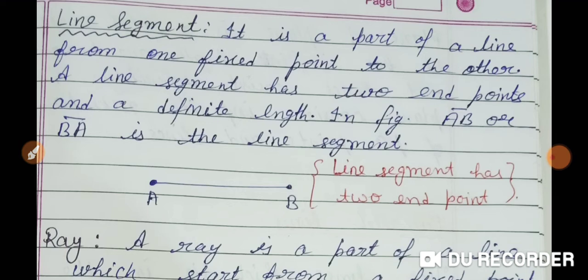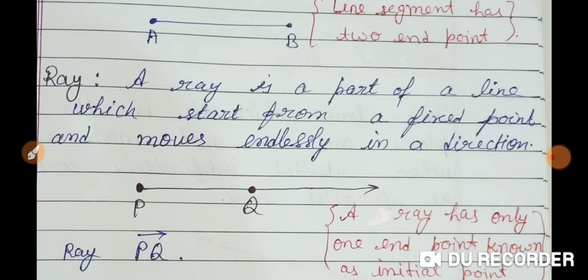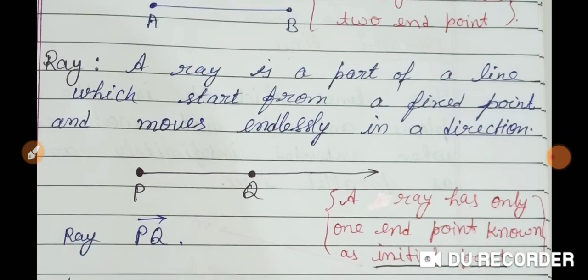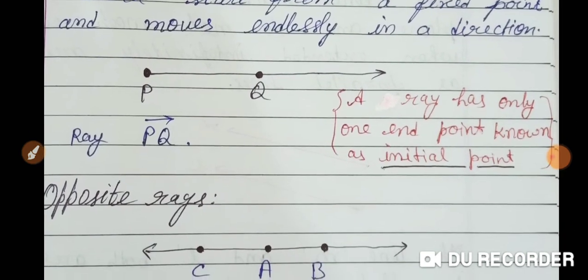Now second point is the ray. A ray is a part of the line which starts from a fixed point and moves endlessly in a direction. Means a ray has only one end point known as initial point. Means ray is started from the initial point and it proceed in a one dimension endlessly. In this figure, ray PQ is the ray in which P is the end point.